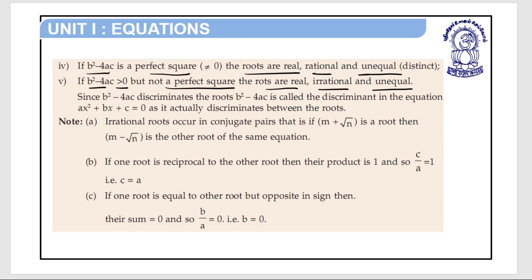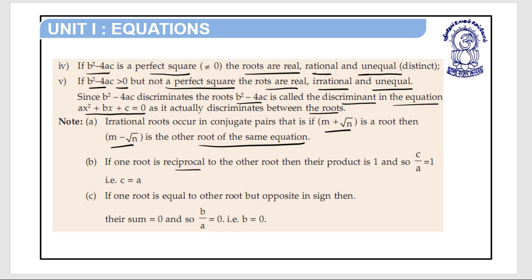b square minus 4ac discriminates the roots. b square minus 4ac is called the discriminant in the equation ax square plus bx plus c is equal to 0, as it actually discriminates between the roots. Note, irrational roots occur in conjugate pairs, that is, if m plus root n is a root, then m minus root n is the other root of the same equation.